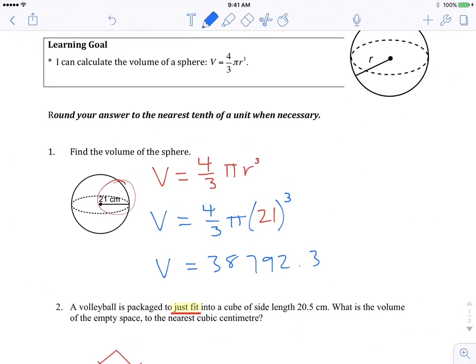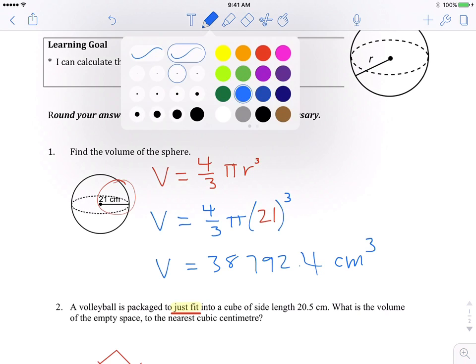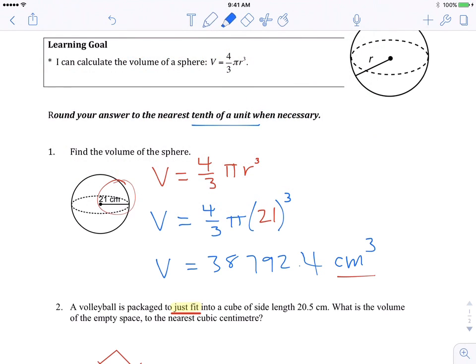We've got to round up there to the nearest tenth of a unit. It says right here in the question, to the nearest tenth of a unit. So let's go ahead and erase 0.3, make it 0.4, and it's cubic centimeters. Don't forget that part, okay? Hopefully you can see the decimal that's written here as well. It's a little bit small. There it is. So 38,792.4 cubic centimeters.